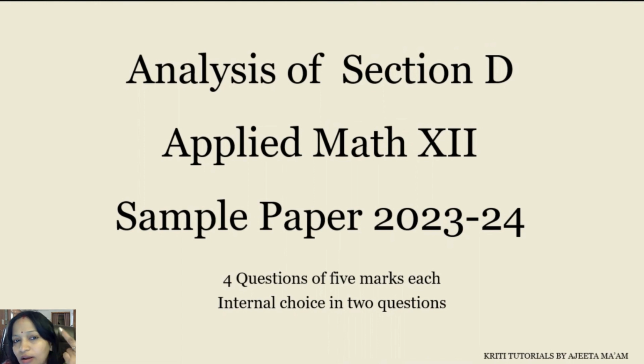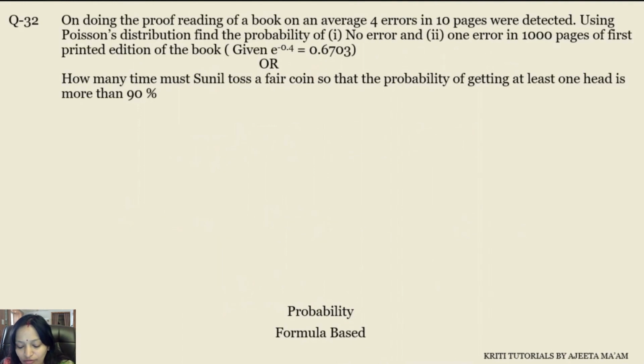तो हमने 1 marker कर लिया, 2 marker कर लिया, 3 marker कर लिया, 4 भी कर लिया और अभी हम 5 markers पे हैं. So today I'll give you a detailed solution for section D and it is going to have 4 questions of 5 marks each with the internal choice in 2 questions. Right, so let's move on. I'll be giving a detailed study, step by step marking के साथ. Correct? चलिए start करते हैं first question से.